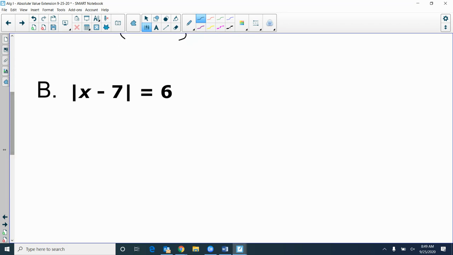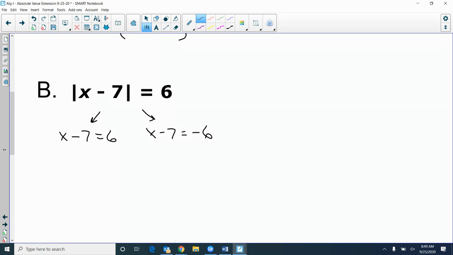All right, so for this second one here, absolute value of x minus 7 equals 6. Break it up. Okay, so I'm going to break it up into two cases. And then when you break it up, you don't write the absolute value bars. You just say x minus 7 equals 6, and then you say x minus 7 equals -6. So you got the positive, you got the negative.